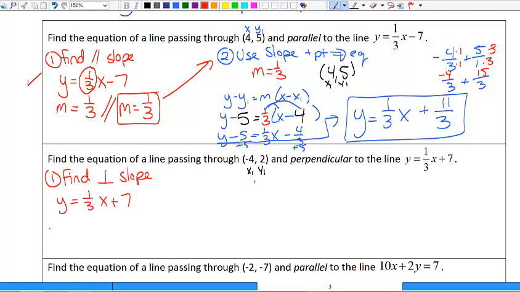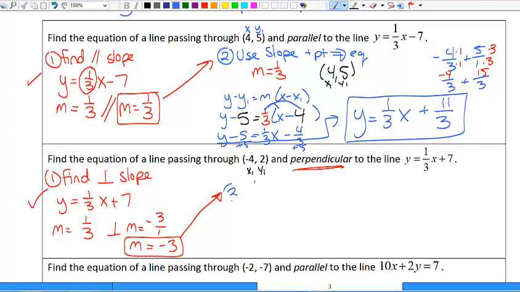First step says to put it into slope-intercept form. Check, it's done. What is the slope of this line? It's 1/3. But that's not the slope I care about. I care about the perpendicular slope. So what is perpendicular to 1/3? Well, opposite, meaning positive to negative, and reciprocal, 1/3 changes to 3/1. We're just going to go ahead and write that m equals negative 3.